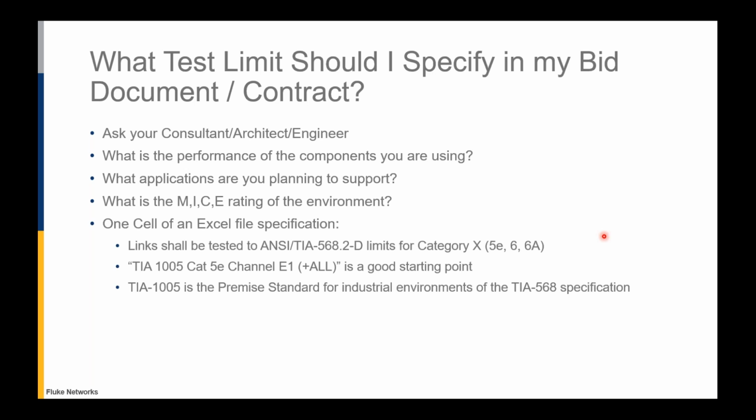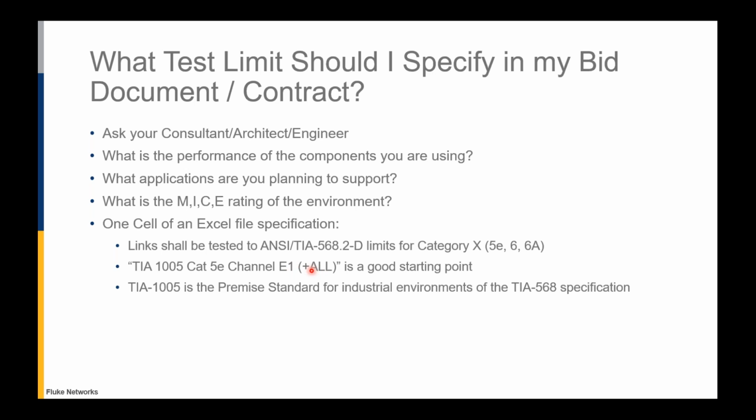Now, there is actually a cabling specification on our webpage, and it's Division 27, the whole 9 yards, 10 pages long. But I find that in the real world, I'm lucky if I get one cell of an Excel spreadsheet for the specification for the cabling. So we want to say there that the links shall be tested to the ANSI TIA 568.2, which is the copper version. We're on the D revision limits for the category that we've decided on. The specific test limit, the category 5E, E1 plus all limit is a good starting point. We can go up from there.